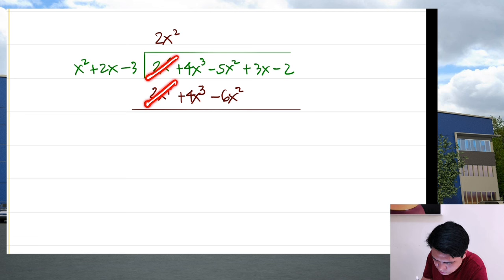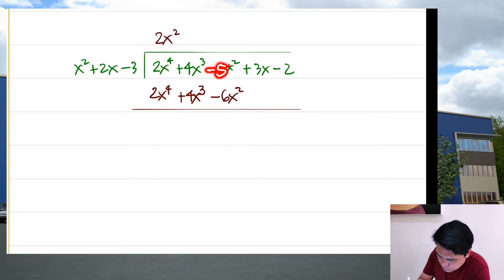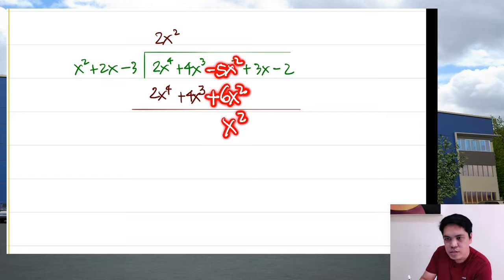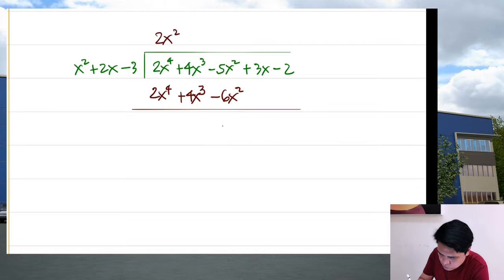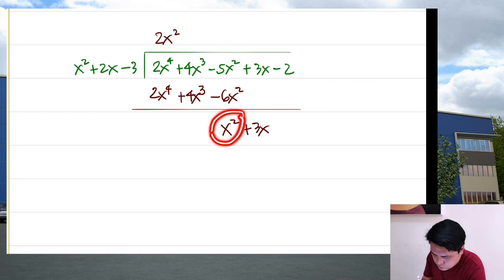So, this minus this is just 0. This minus this, you notice, is also 0. Then, this minus this would be negative 5x squared minus negative 6x squared. So that would be just x squared, or 6x squared minus 5x squared. So it is just x squared there. Then, let's bring down 3x. So, plus 3x here. Next is this divided by, by the way, we could also bring down negative 2.